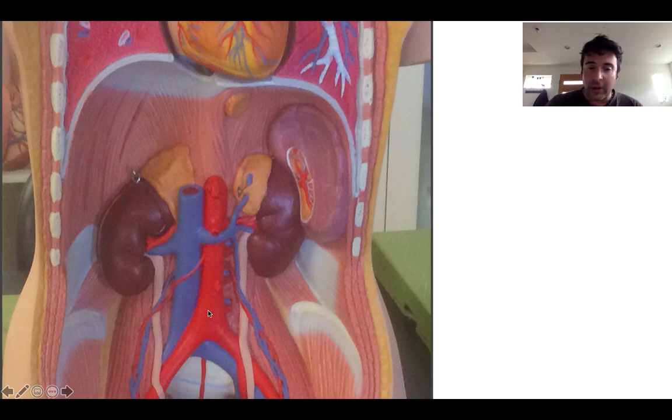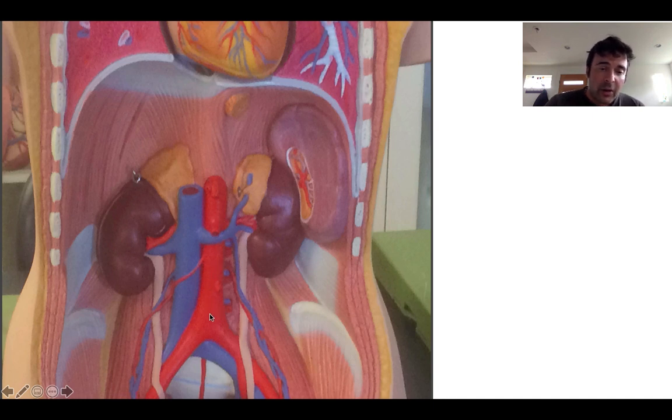If you continue going down, we have the abdominal aorta, and branching off of that are the celiac trunk, the superior and inferior mesenteric arteries, and the gonadal arteries. Then you have your renal arteries, which feed your kidneys, and branching off the renal arteries, this very subtle little branch, is the suprarenal artery, which feeds into the adrenal glands that sit on top of the kidneys.